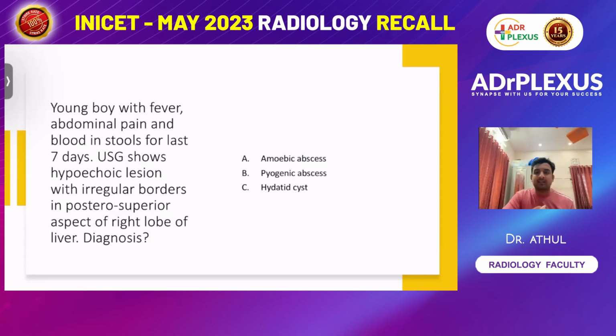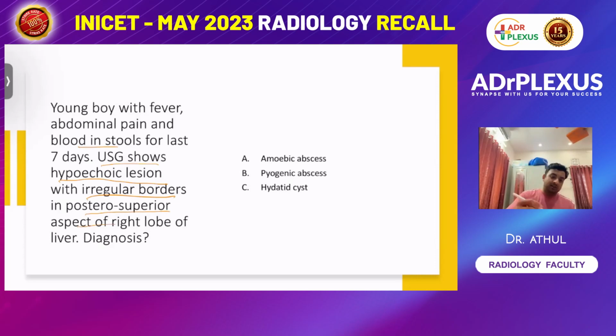This is another easy question. This was a case of a young boy with a fever and abdominal pain, and there was a history of blood in stool for the last 7 days. So the patient is having fever, loose stools, blood in stool for the past 7 days. And when you do an ultrasound, you are seeing an irregular hypoechoic lesion in the posterior superior aspect of the right lobe of liver.